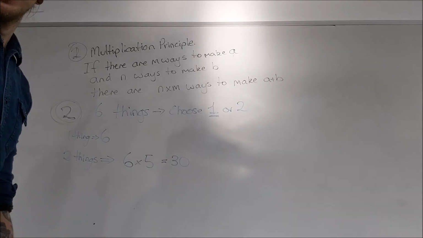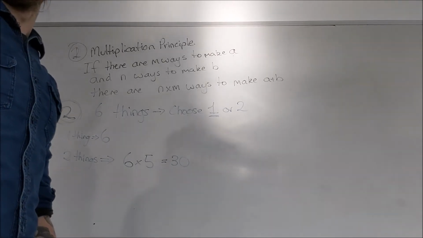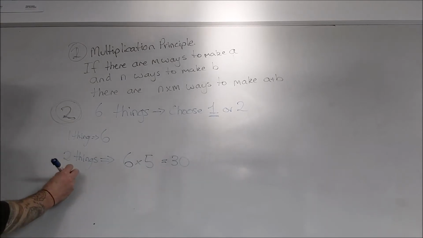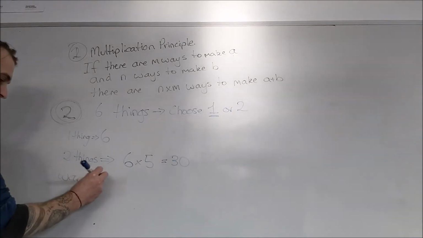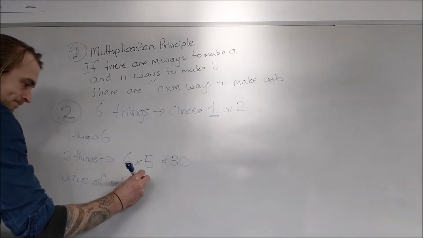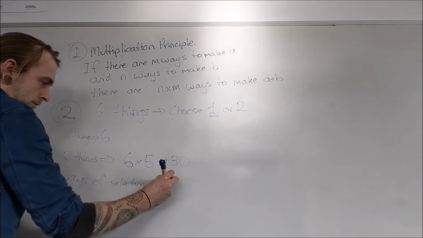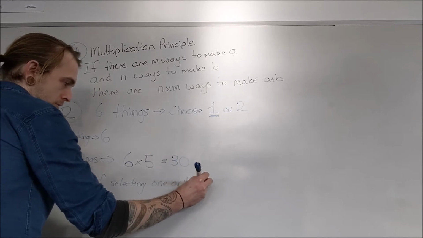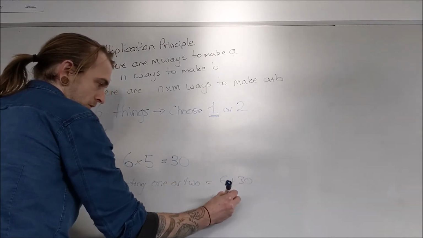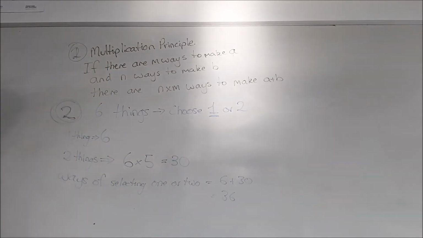How many different ways can this be done without replacement if order is important? So we're going to follow this. Ways of selecting 1 or 2 equals 6 plus 30 equals 36.